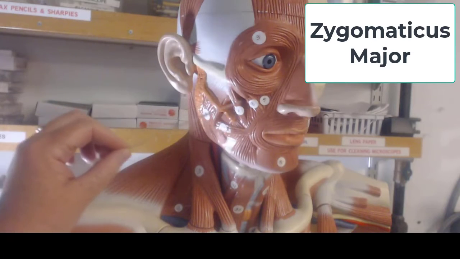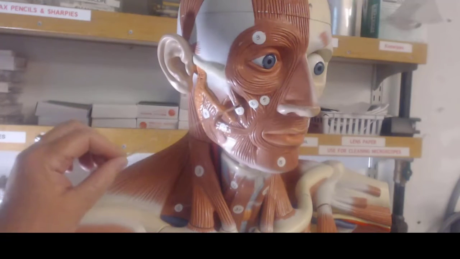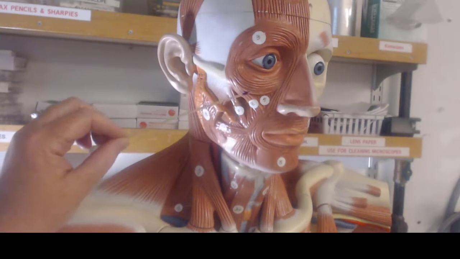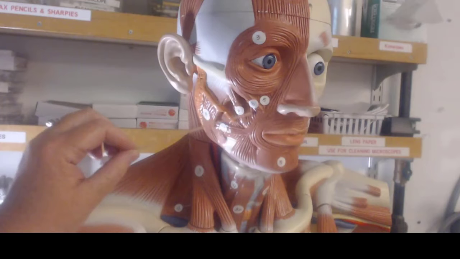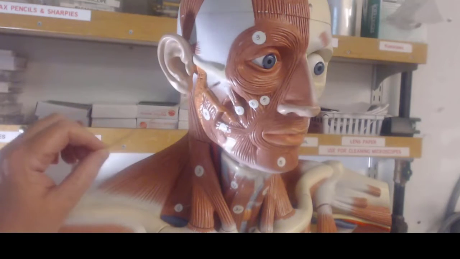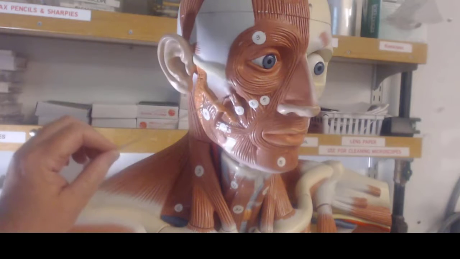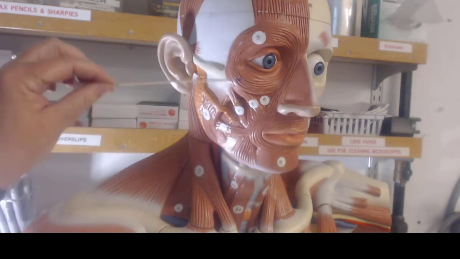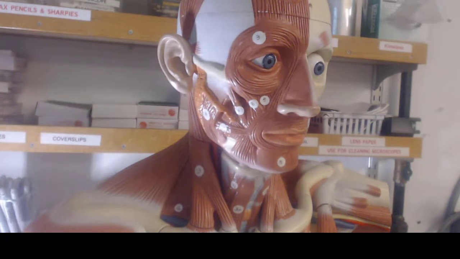They look a little bit different in this model. Zygomaticus major pulls the corners of the mouth up for our smile, and the happy poofy cheeks come more from the zygomaticus minor, which is on top. Zygomaticus minor, zygomaticus major, and it's named because it's in the cheek, over the zygomatic bone.